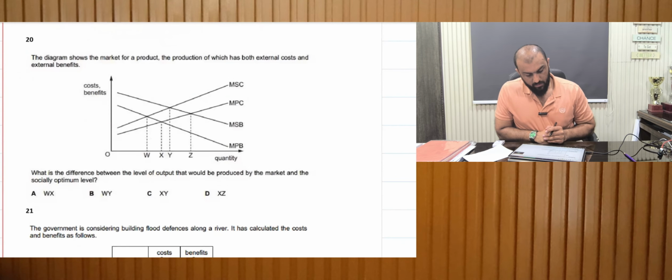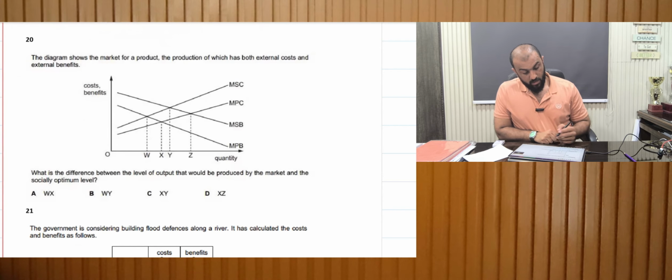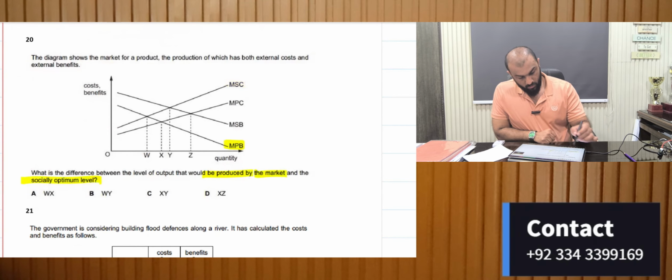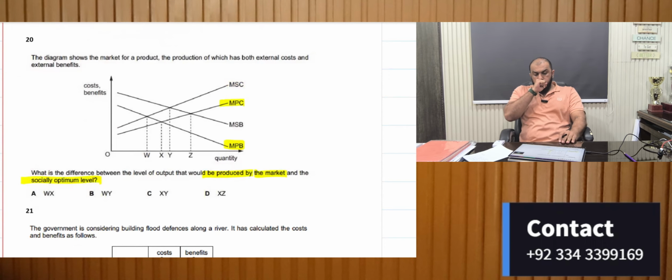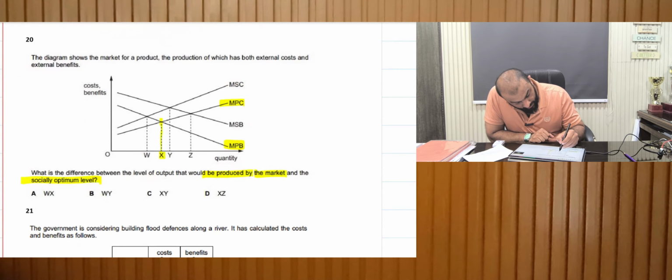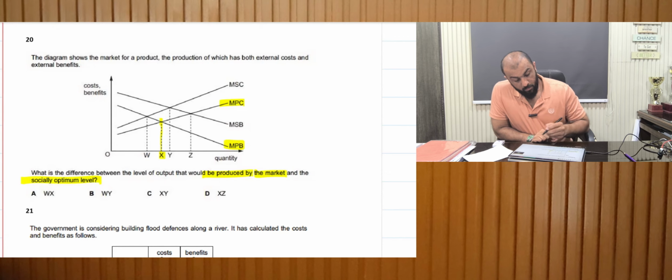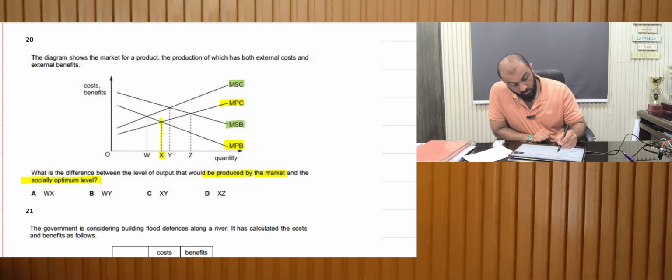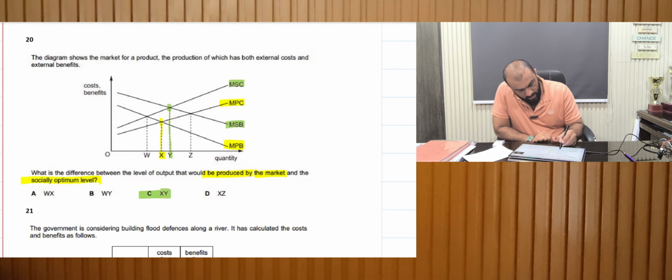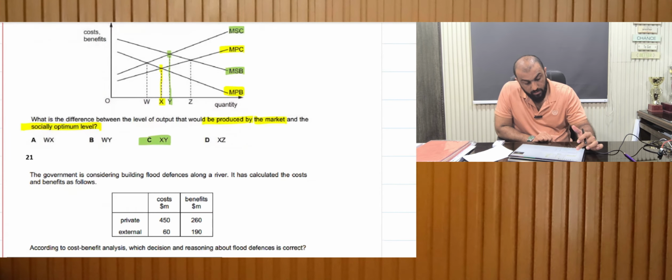The diagram shows the market for a product, the production of which has both external cost and external benefits. What is the difference between the level of output that would be produced by the market and the socially optimum level? The market would produce at marginal private benefit and marginal private cost, which is at this point, which is X. Socially optimum point would be social benefits and social costs, so they intersect over here at Y. So we would need to increase the production from X to Y. C is supposedly the right answer.